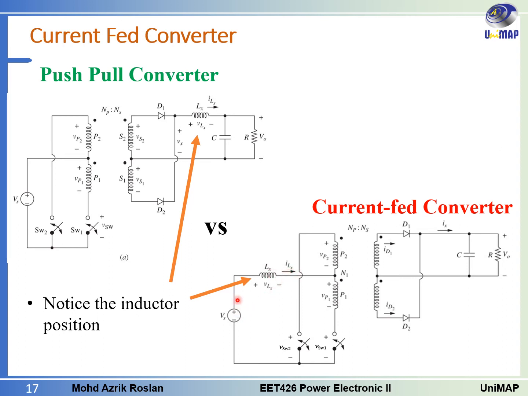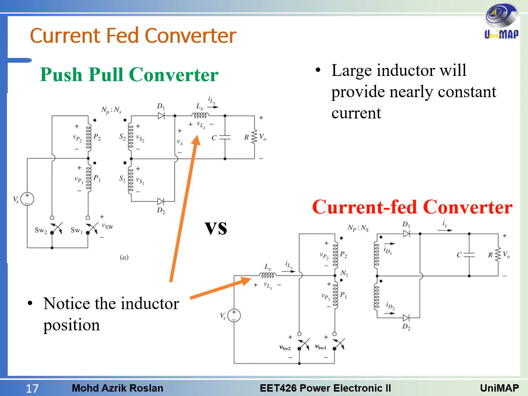When a voltage is supplied to the inductor, its function is to resist the changes of the current through the line. By resisting the changes, we have what we call an almost constant current source at this point. So a large inductor will provide nearly constant current at the input side.